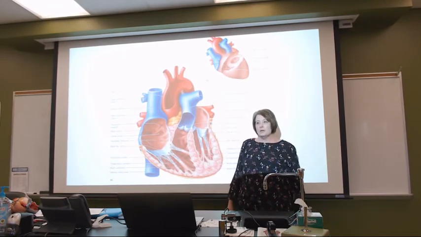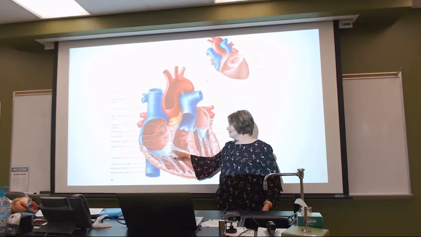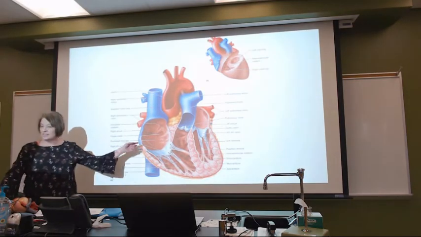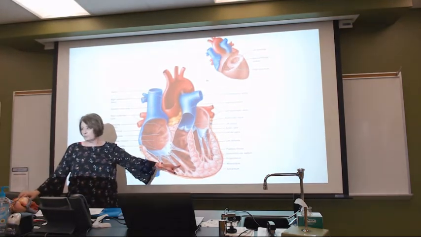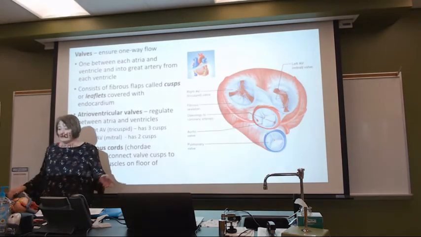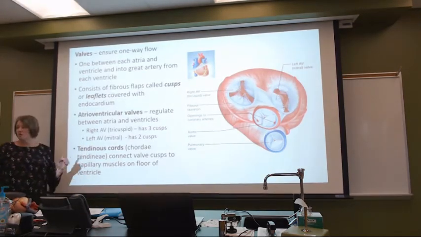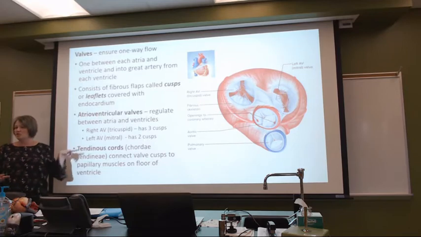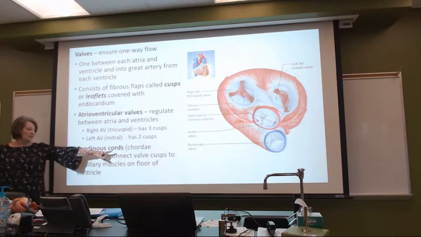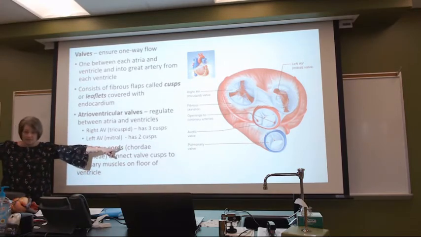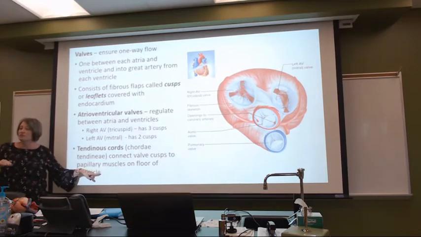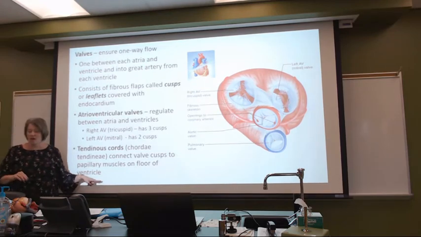Okay. So these would be those tendinous cords, because tendons are pretty tough, and tendons are attached to muscle. So they're called tendinous cords, or you may see them referred to as chordae tendineae, which just means tendinous cord. All right. Their job is to connect the cusp, because that's what they're attached to, to that papillary muscle from the floor of the ventricle. That's their job.